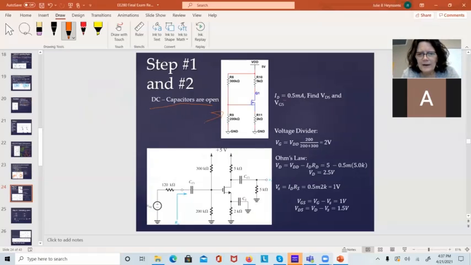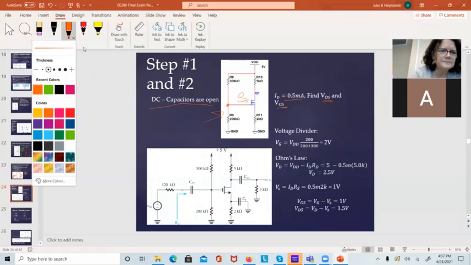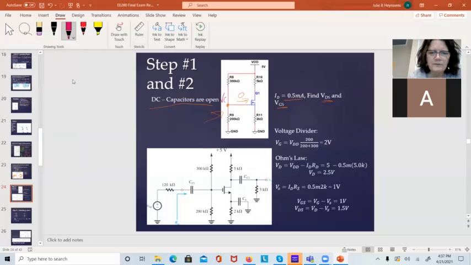Now I was given that ID was 0.5 milliamp. So the only things I have left to find are VDS and VGS. Since this has no current going into it, I can use the voltage divider rule to find VG. So VG is just going to be whatever my VDD is times 200K over 200K plus 300K. And that'll come out to be 2 volts when I plug the numbers in. Now I was given ID was 0.5 milliamp. And for MOSFETs, ID and IS equal the same thing. So this is also 0.5 milliamp.